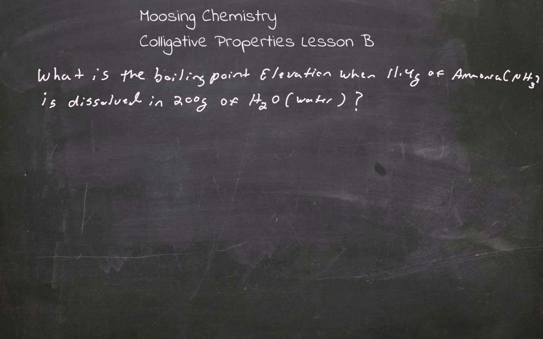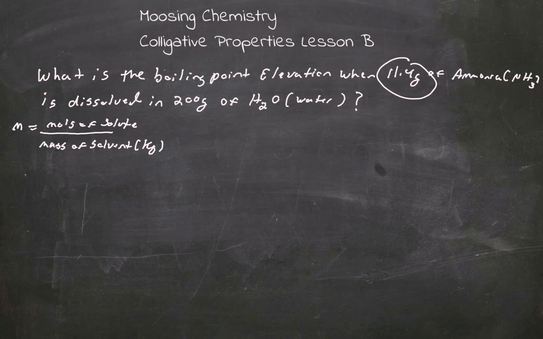Okay, well, first of all, molality is moles of solute over mass of solvent, and that's in kilograms. Oh, look, we have grams. We don't have moles. That means we're going to have to do a grams to moles problem. So we're going to go from my grams to my moles. That's like a stoichiometry relationship. So we need to get the molar mass of ammonia.